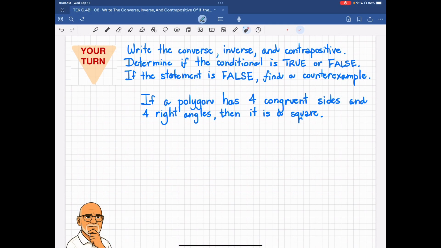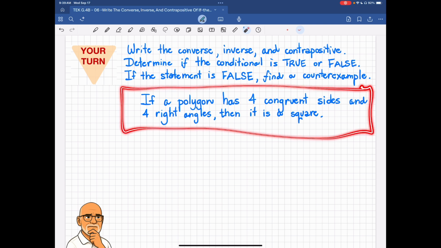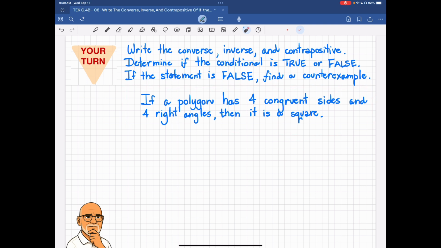Now it's your turn to take the lead. Let's see how you can apply what we've just learned in regard to related conditional statements and take a conditional statement that's given and turn it into the converse, inverse, and contrapositive. The instructions read, write the converse, inverse, and contrapositive, determine if the conditional is true or false, and if the statement is false, please find a counterexample.